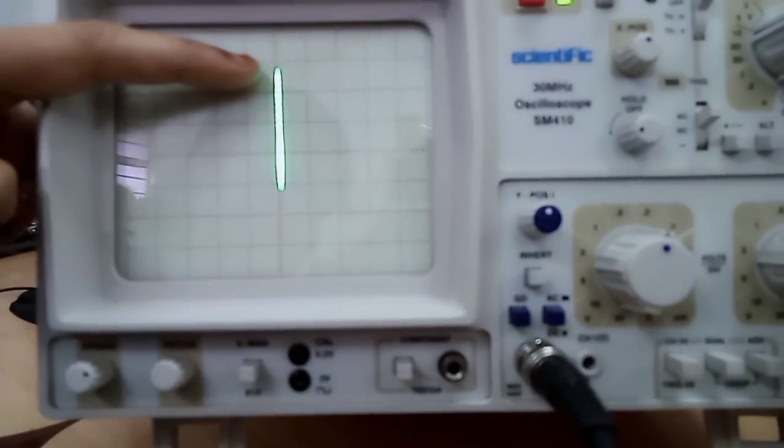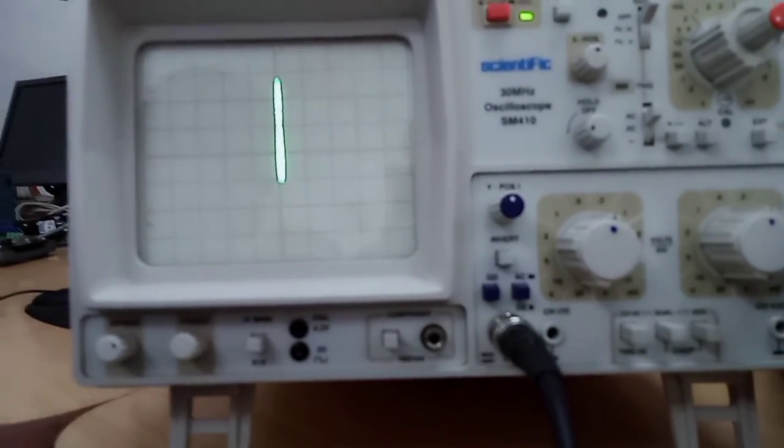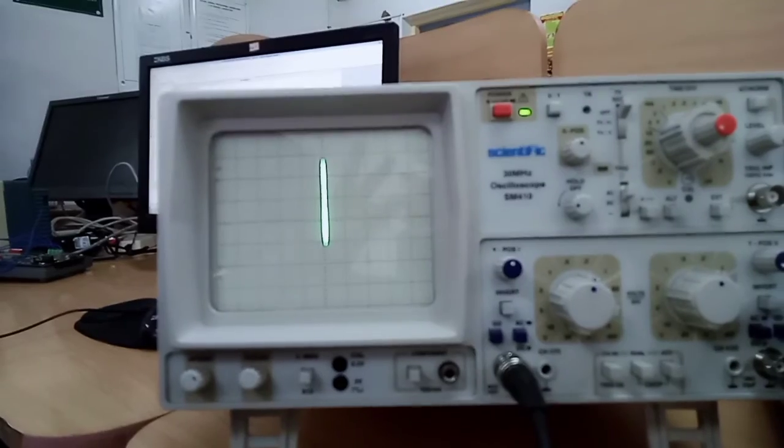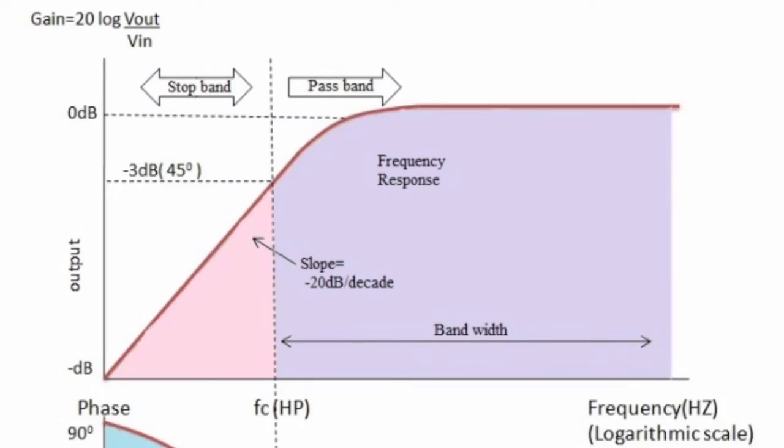So, like this, by increasing the frequency, take some values of voltage with the corresponding frequency values. With these output and input voltages, calculate the gain. By plotting the gain versus frequency, we will get a graph like this. And that's it. We have implemented a high-pass IIR filter using the processor.